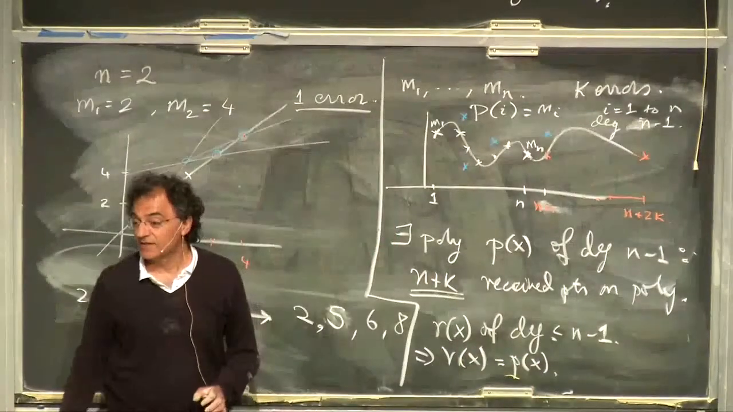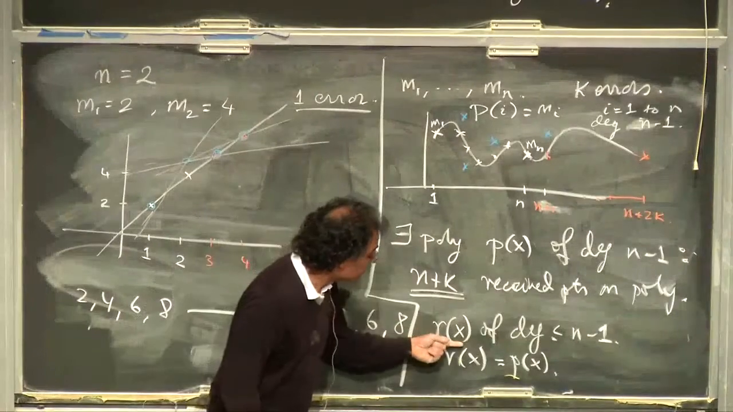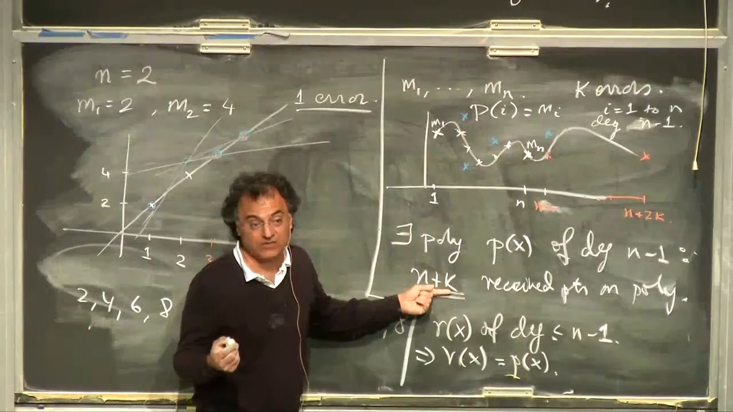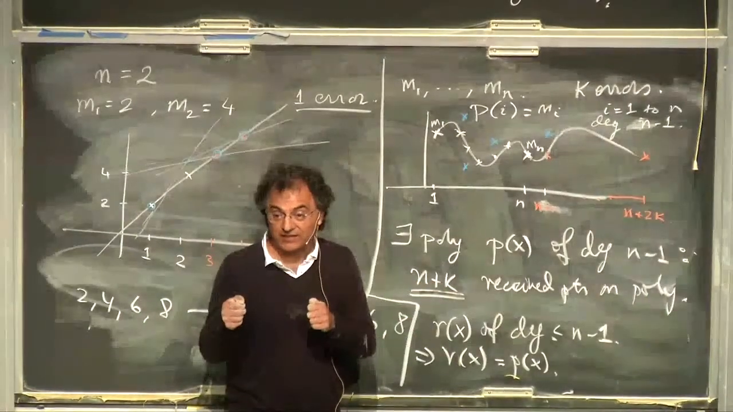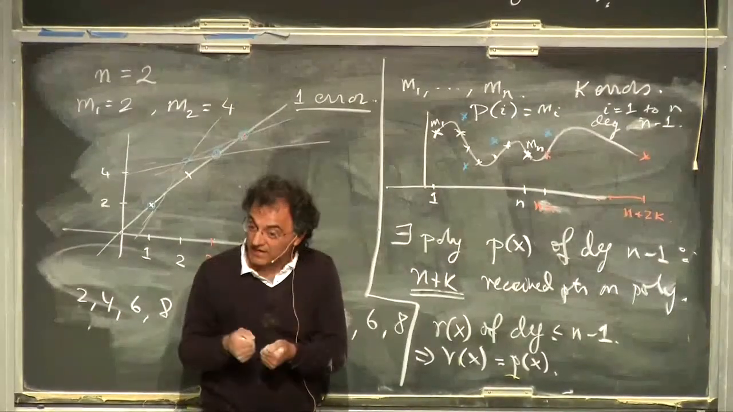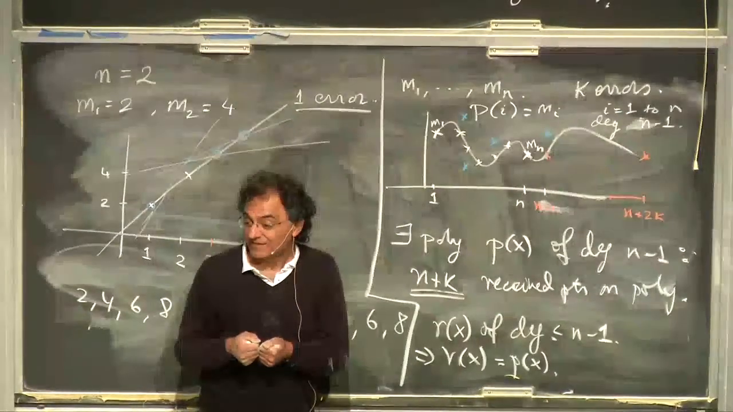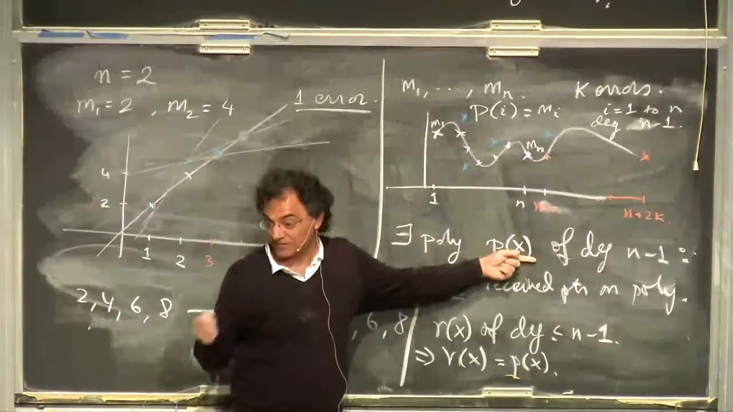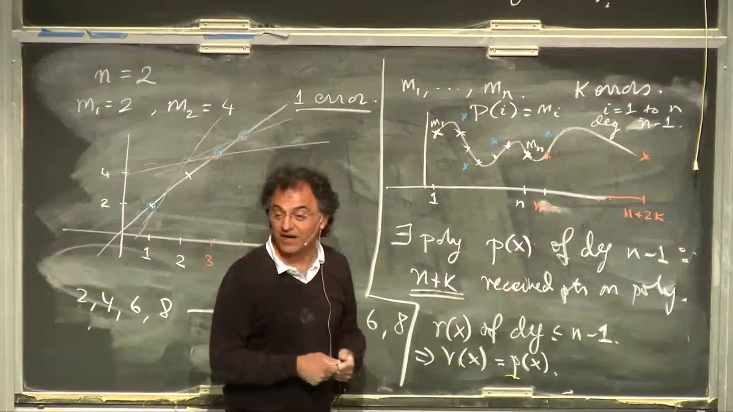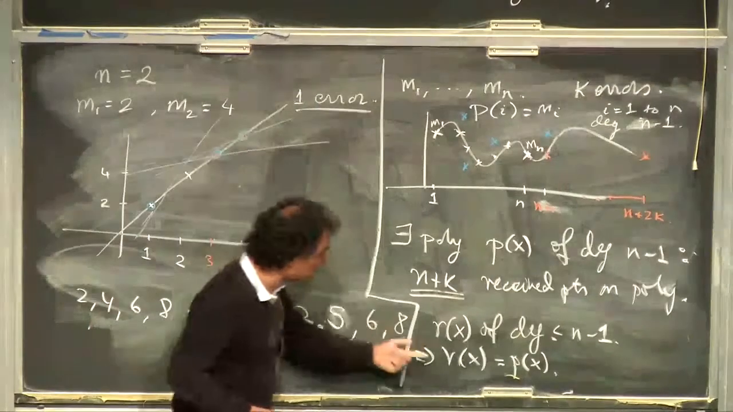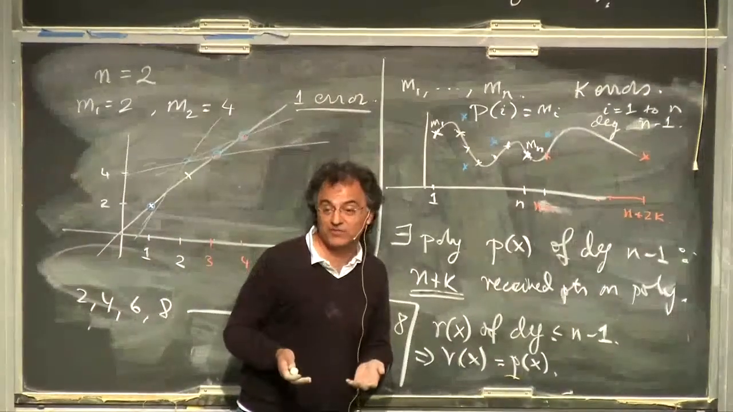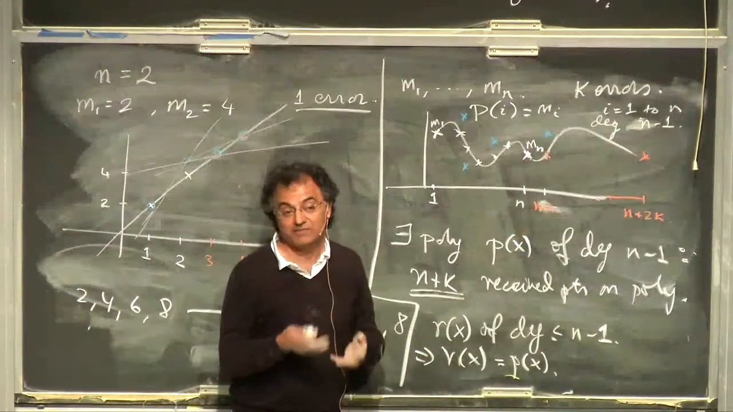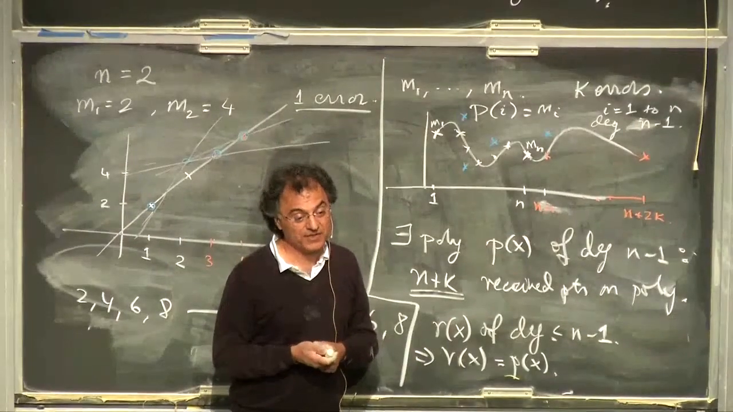How do we know? Well, because, you see, r of x is consistent with n plus k of the received points. We know there are at most k errors. So of these n plus k points that it's consistent with, there are at least n which are correct. Right? There's a unique polynomial of degree n minus 1 that goes through them. We know that the polynomial p of x goes through them. Therefore, r of x must be that same unique polynomial. So r of x must be equal to p of x. So we've reconstructed the original polynomial. And so now we can just evaluate r of x at 1, 2 through n, and we get the message. Okay?